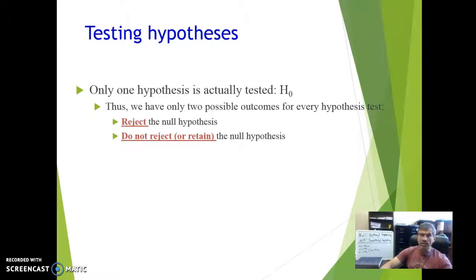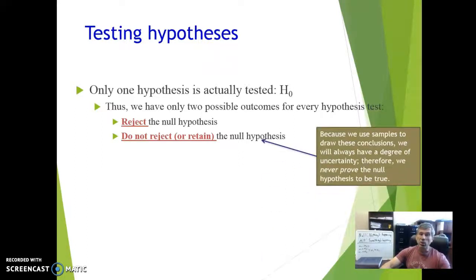Or the evidence isn't compelling enough, it doesn't make it past whatever threshold you've set, and so you do not reject the null hypothesis. Some people will say you retain the null. Retain is a pretty good way of thinking of it, because the null hypothesis, we believe it's true unless we see really compelling evidence otherwise. So retaining it just means we haven't changed our minds.